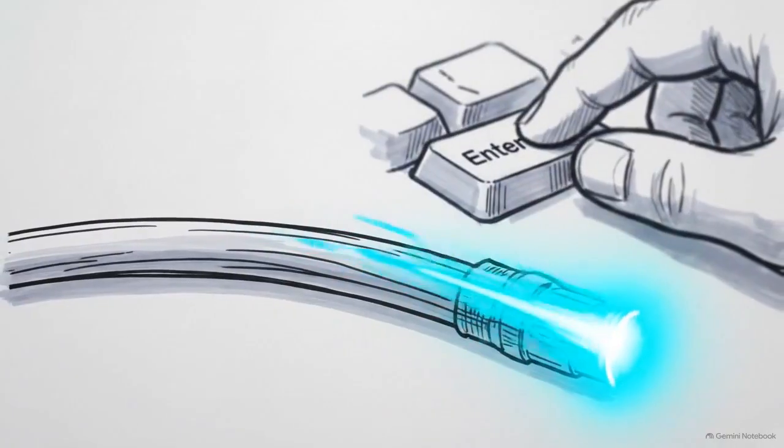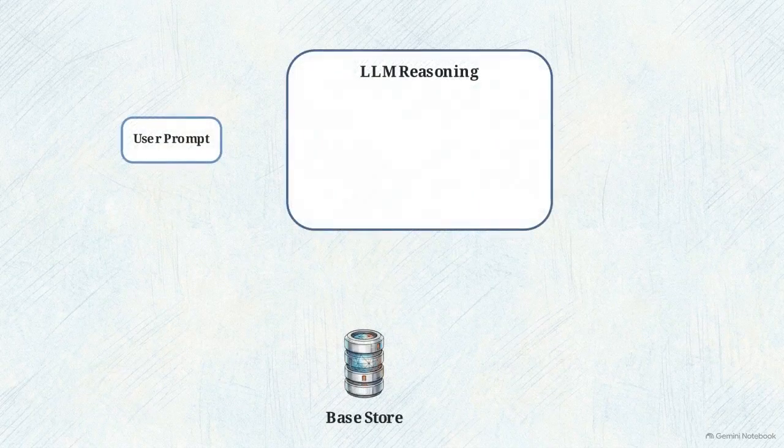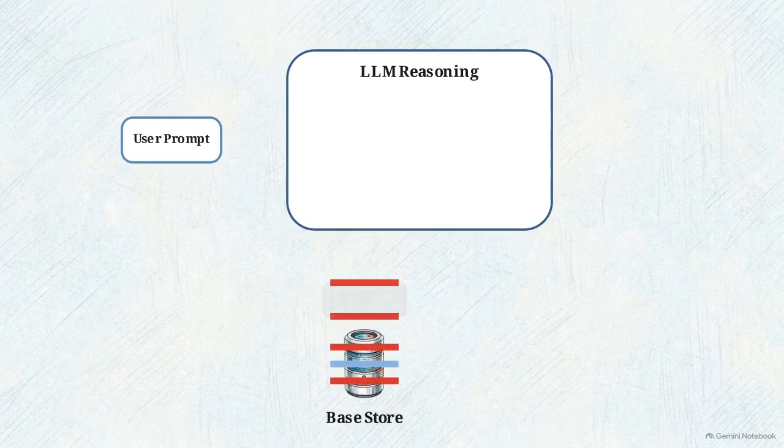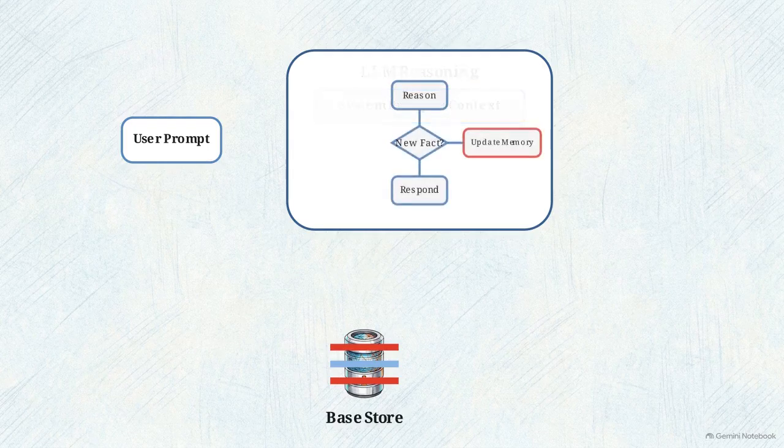It begins the exact millisecond a user sends a message. Before the reasoning cycle even initiates, a memory searcher queries the base store. It scans for semantically relevant memories tied to that specific user and injects those precise parameters directly into the system prompt context. Once reasoning begins, the model evaluates the current turn.